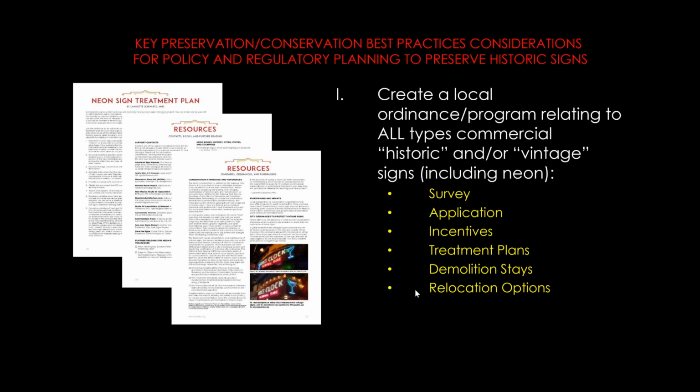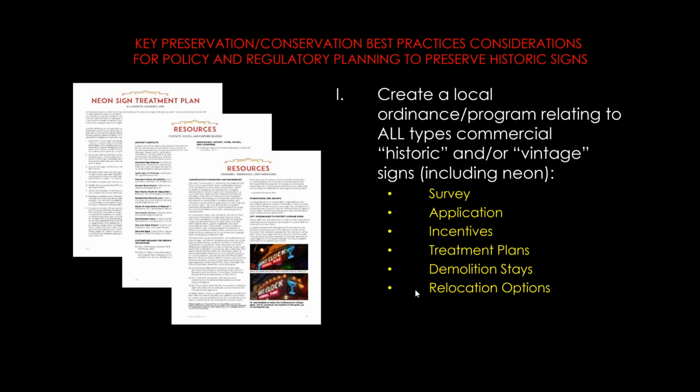So what makes a local ordinance or program relating to historic signs, and I'm going to put all types of signs here, is that you survey, you have a specific survey, you create a separate application because it has information there that's different than a building. You have incentives built in so that you have ways for small businesses to actually achieve the retention of the sign. Treatment plans, very important. As Randall explored, all of these materials are very unique. Replicating them, finding people to do them, it takes time, and it's a skill that we're losing. We don't have that many people that are now skilled at actually making these repairs.